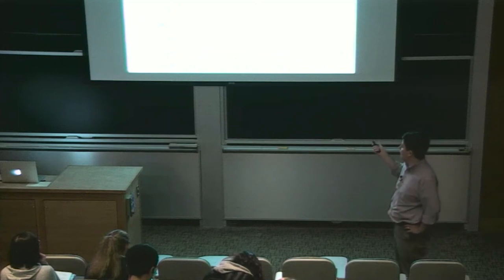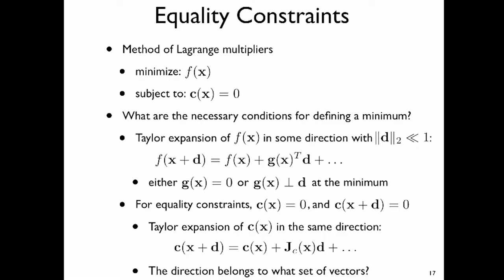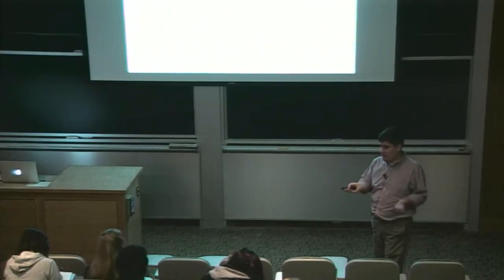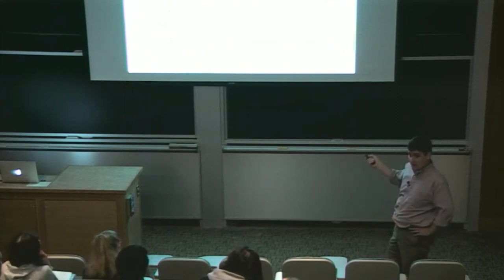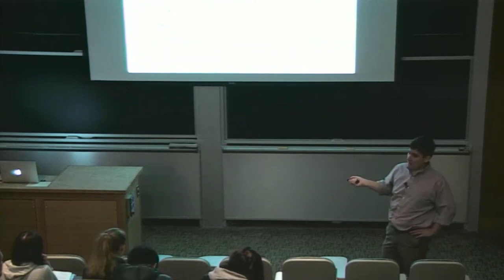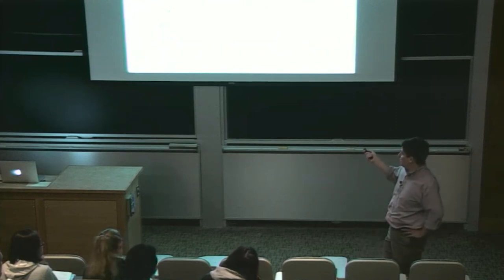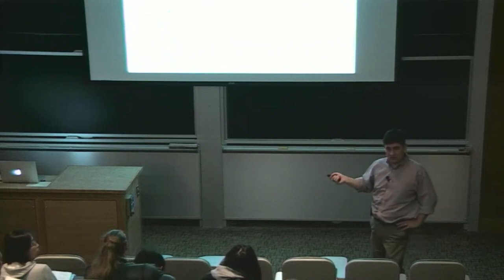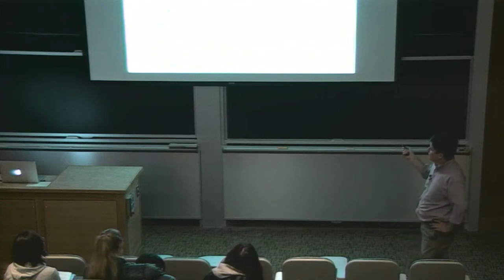Let's take one step forward and look at a less generic case, one in which we have a vector-valued function that gives the equality constraints instead. So rather than one equation we have to satisfy, there may be many. It's possible that the feasible set doesn't have any solutions in it, that there is no x that satisfies all of these constraints simultaneously. That's a bad problem to have, but it's possible. Let's assume that there are solutions for the time being, so there are x's that satisfy the equality constraint. Let's see if we can figure out, again, what the necessary conditions for defining a minimum are.